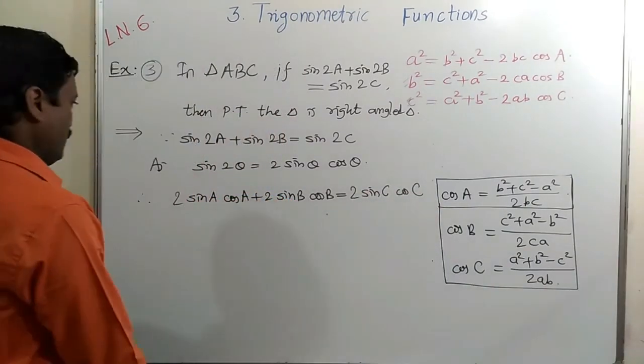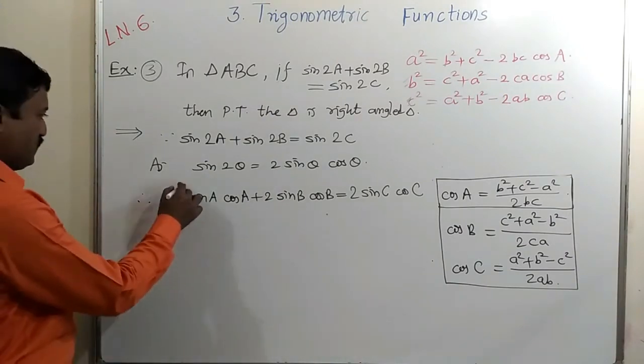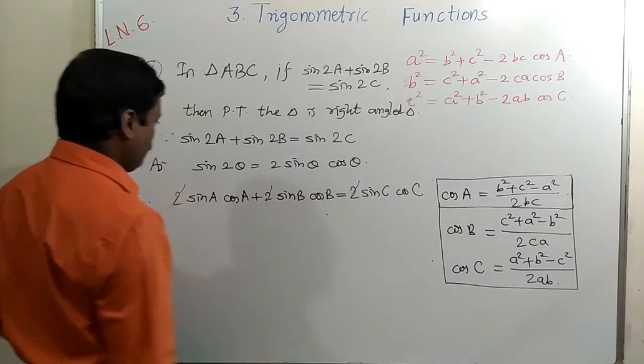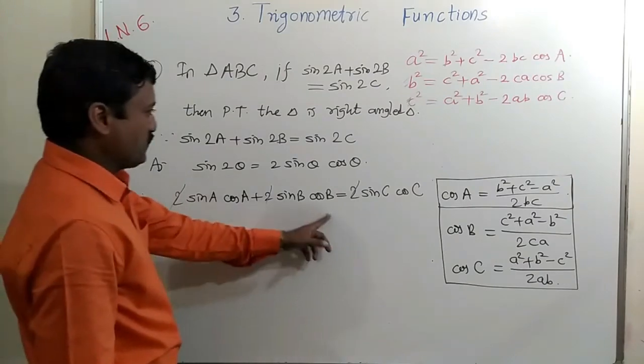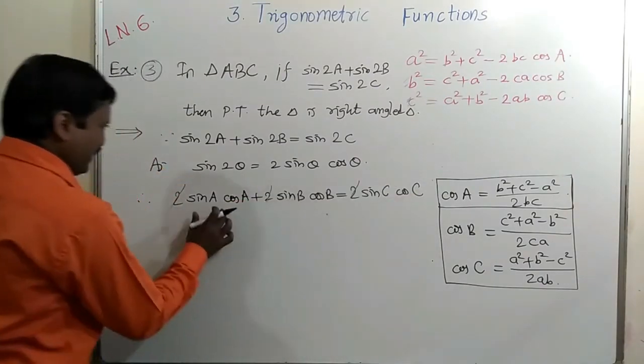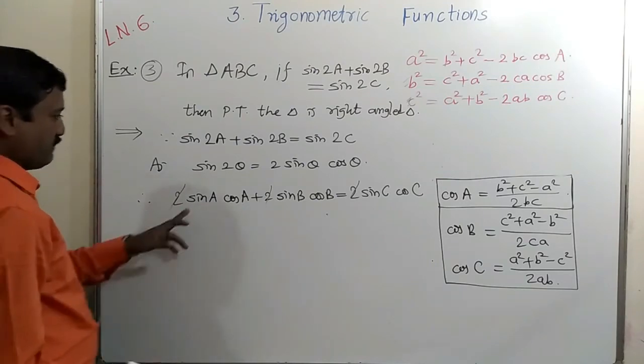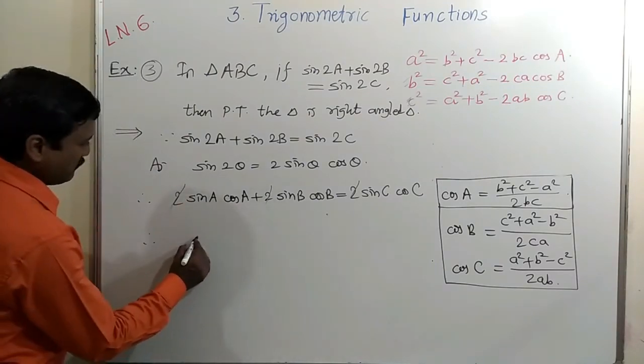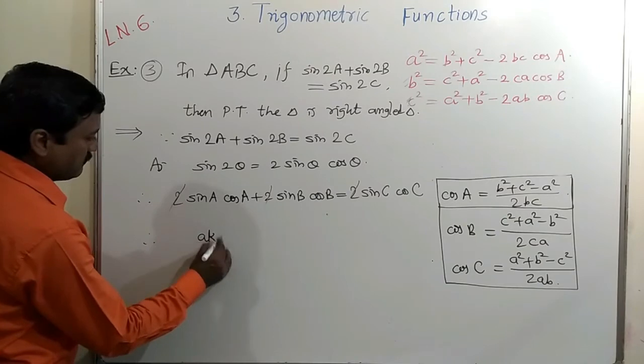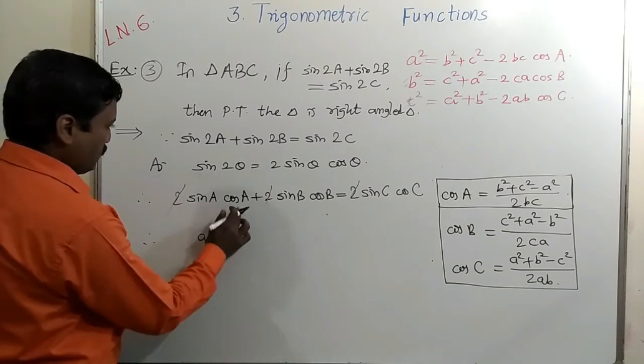Angles are capital letters. We can cancel 2 from each term here. So sin a cos a plus sin b cos b equals sin c cos c. Now use sine rule and cosine rule here simultaneously. By sine rule, this sin a is nothing but we can write it as ak.